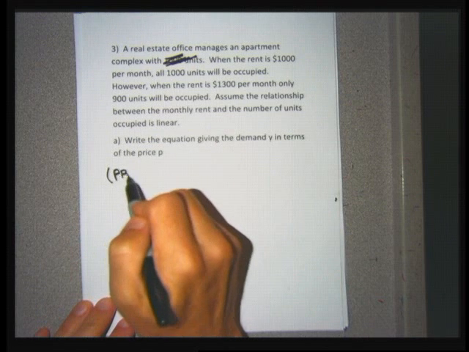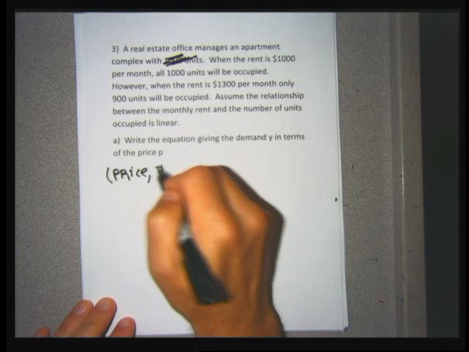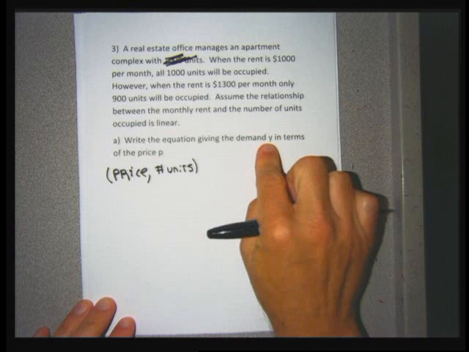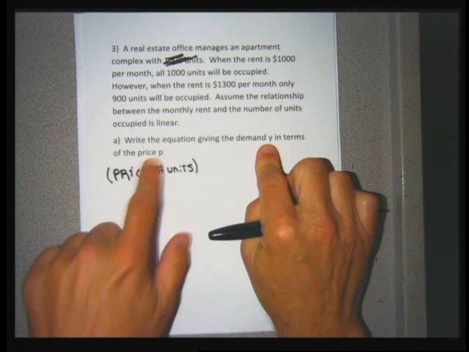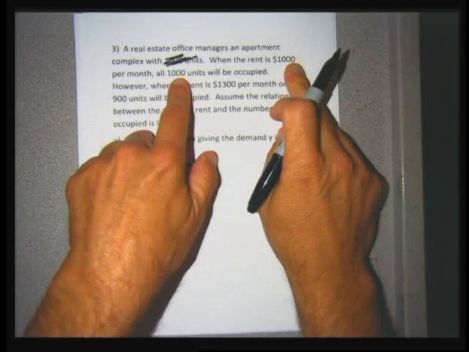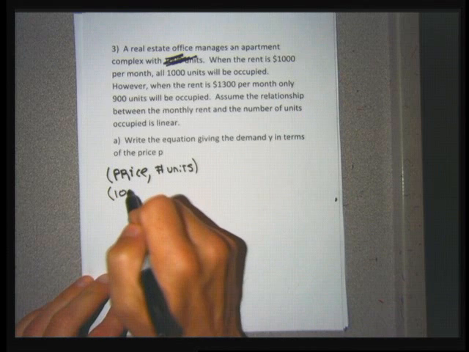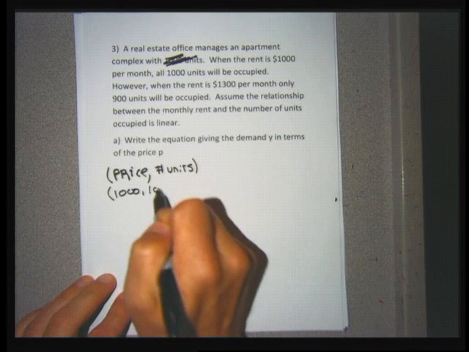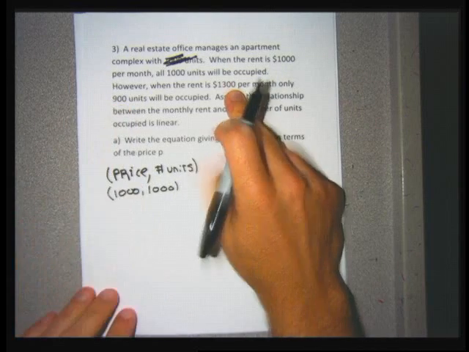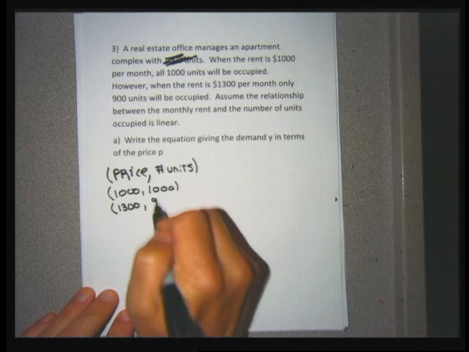I'm going to do the x coordinate as the price, the y coordinate as the number of units rented. Demand means number of units, and it says make y be the demand, here being the number of units. For the x coordinate, I'm going to put the price. The first point, I'm going to use $1,000, 1,000 units, and that's going to make the point 1,000, comma 1,000. The second, I'm going to use $1,300 and 900 units. So price first, number of units second.